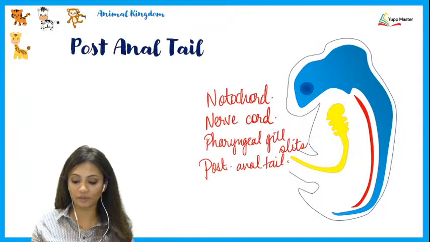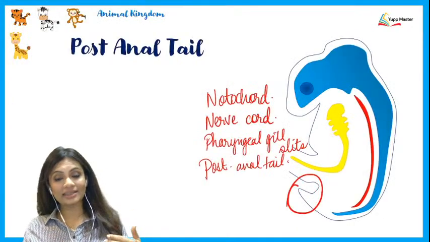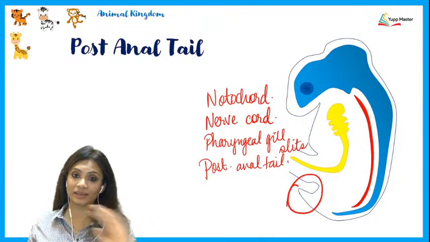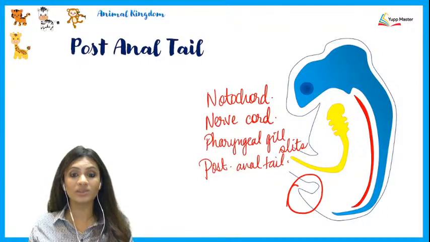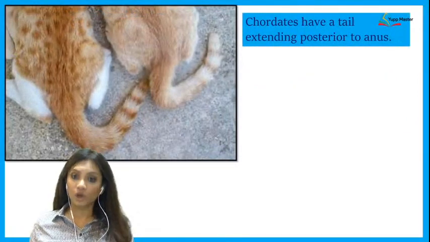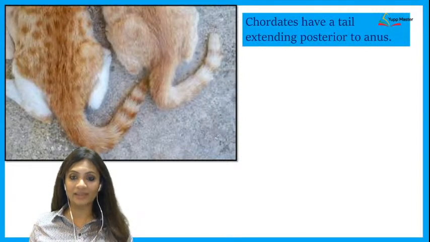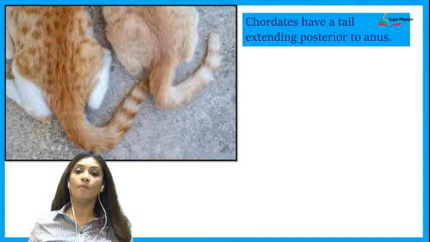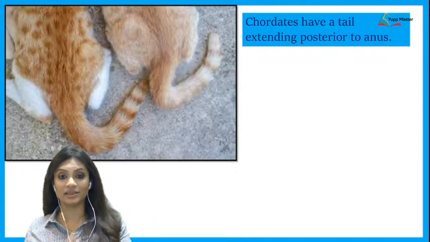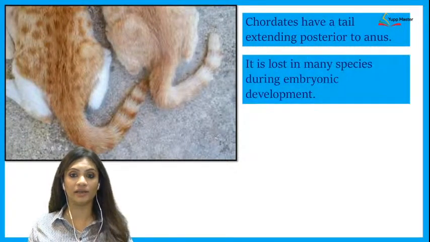okay, and which part are we talking about? This part right here, the anal tail. The tail is found after the anus has completed. That's why we call this the postanal tail. Alright, so we see here that chordates have a tail, and that tail is extending posterior to the anus. That's why we call it a postanal tail. Alright, so it is posterior to the anal region.